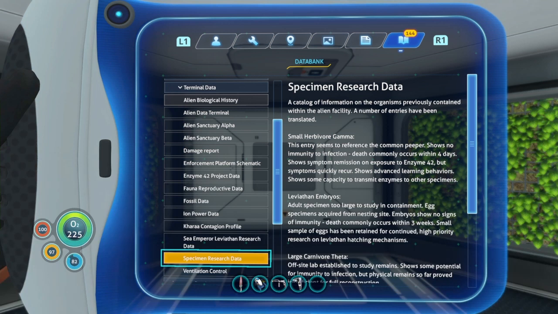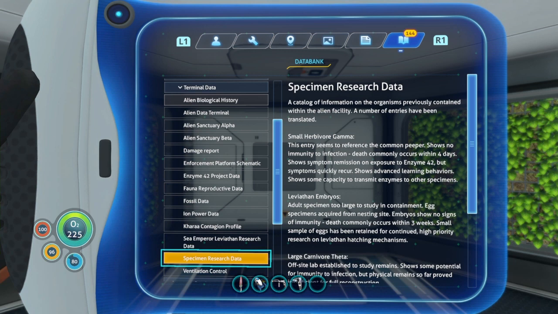That's interesting. Small herbivore gamma. This entry seems to reference the common peeper. Shows no immunity to infection. That commonly occurs within 4 days. Shows symptom remission on exposure to enzyme 42, but symptoms quickly recur. Shows advanced learning behaviors. Shows some capacity to transmit enzymes to other species via being eaten alive.